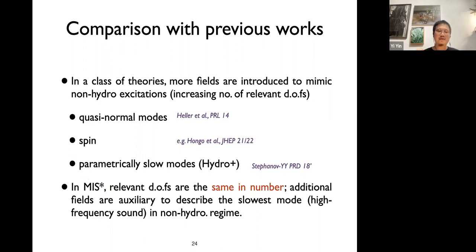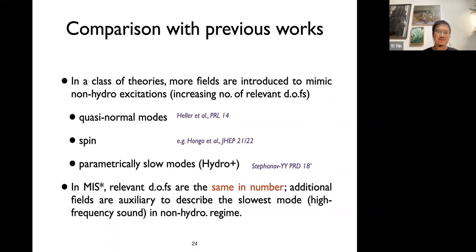So you may ask, what are the main differences between this and other extensions of the hydrodynamic series? Because clearly, extending hydrodynamics is not new. There are some nice works by Michael Heller. They introduce some new fields that are coupled to the hydrodynamic fields in order to describe the quasi-normal modes that we see in strongly coupled theories. I think Marcel and his collaborators also try to add spin to the hydrodynamics. And also near the critical point, the fluctuation relaxes slowly, and we also need to include it in the hydrodynamics. This is the so-called Hydro+ framework.